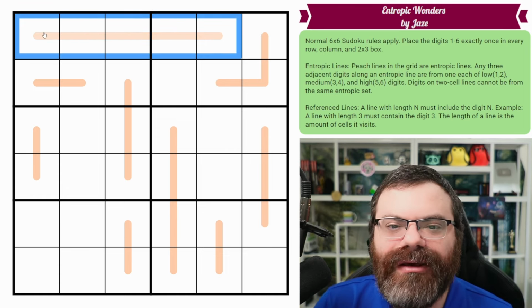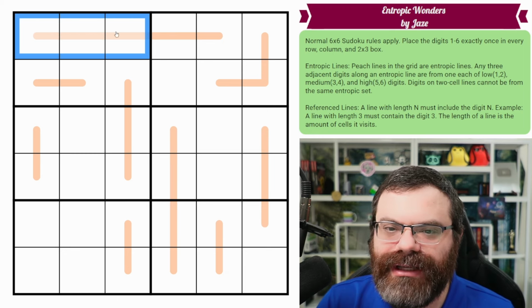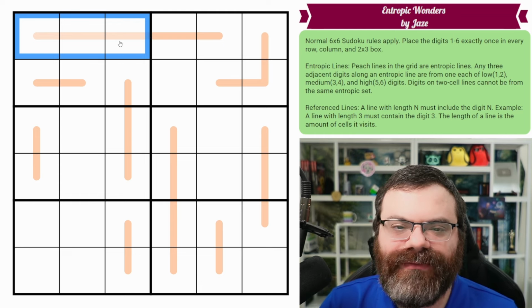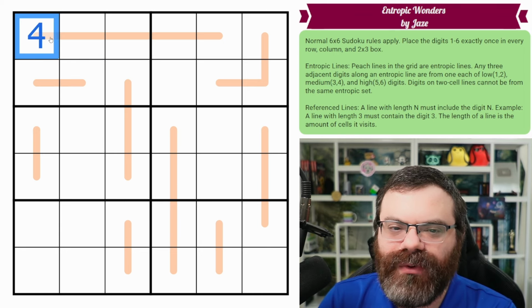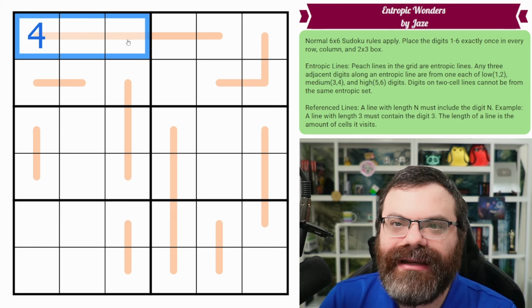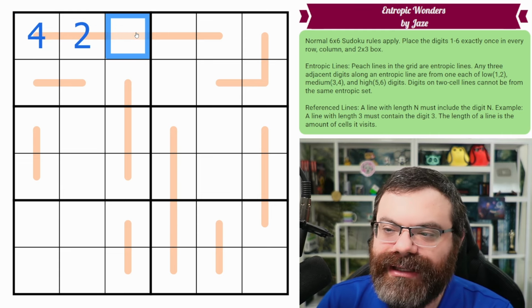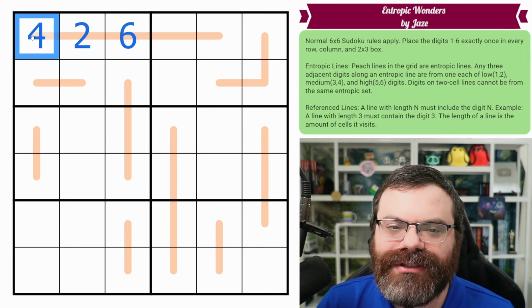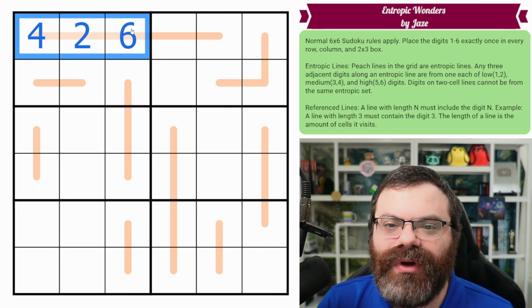So entropic means that every set of 3 digits along the line, one of them will be low, specifically from 1, 2. One of them will be medium from 3, 4, and one of them will be high from 5, 6. So for example, if I were to put a 4 here, 4 is medium. So that means that in this set of 3, I already have a medium. I now need a low and a high. So maybe I could do a low next, like a 2, and then a high next, like a 6. So this set of 3 would have a low, medium, and high. There's our low, there's our medium, there's our high. So the order doesn't matter within the group as long as each one exists.